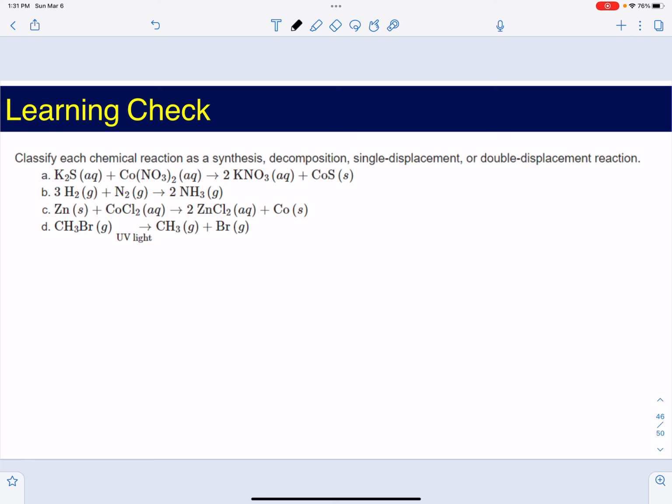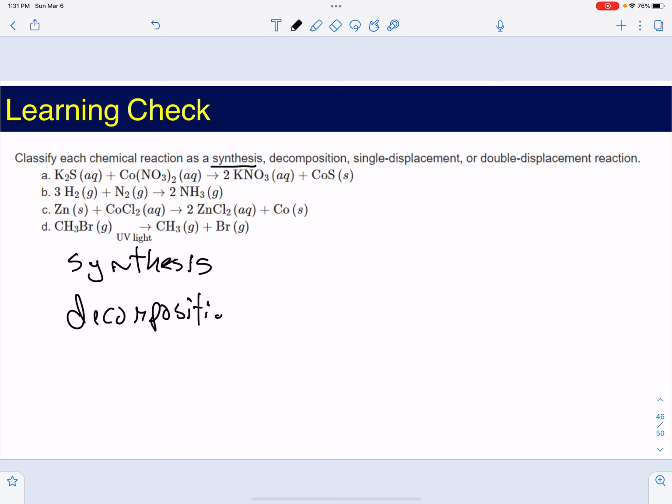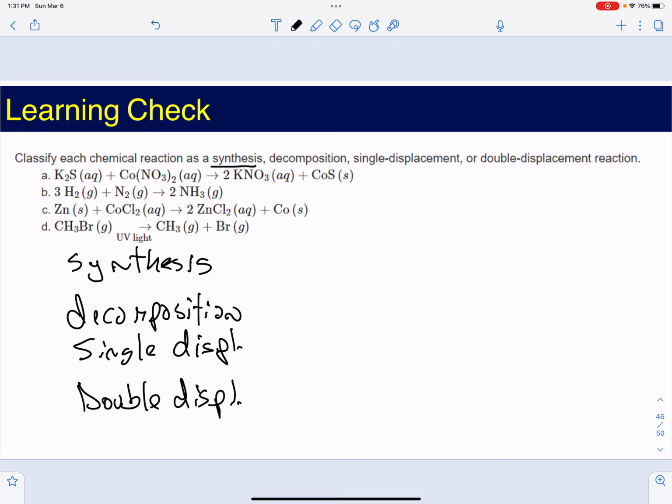Classify each chemical reaction as synthesis, decomposition, single displacement, and double displacement. So those four patterns will allow us to classify most of the reactions.